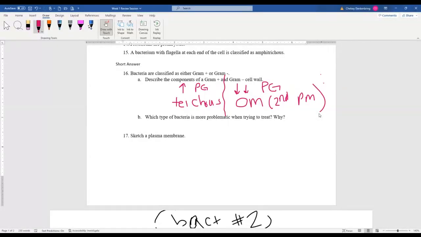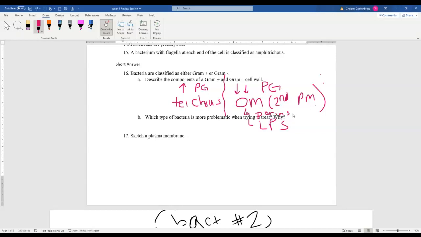Now, this outer membrane is super advantageous to the gram negatives because it contains two important things. It is going to have porins, which are little pores, and it has lipopolysaccharide, which is an endotoxin, okay? So the answer to B is gram negative. Gram negative cells are more problematic because they're much harder to treat.